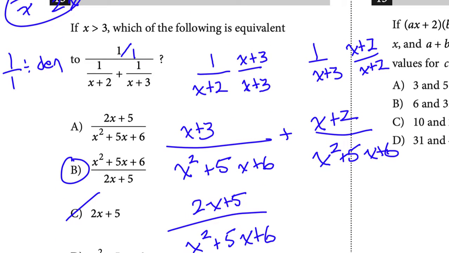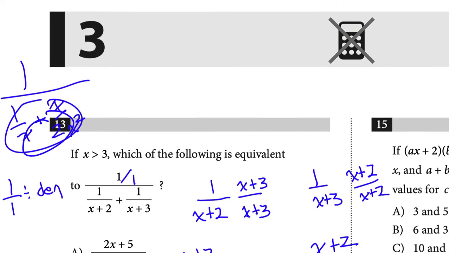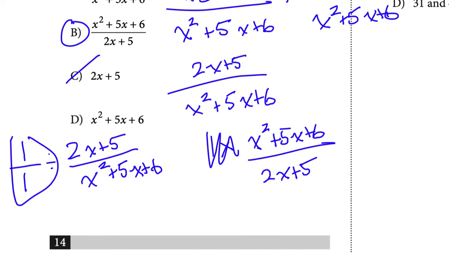Which one looks more complex? The x squared plus 5x plus 6 or the 2x plus 5? The x squared plus 5x plus 6 looks more complex. It should be in the denominator, but I should be flipping it because there's a 1 here, so I would immediately get B just by knowing all of those facts. I wouldn't have to do any math at all. I would just look at what looks more complex.